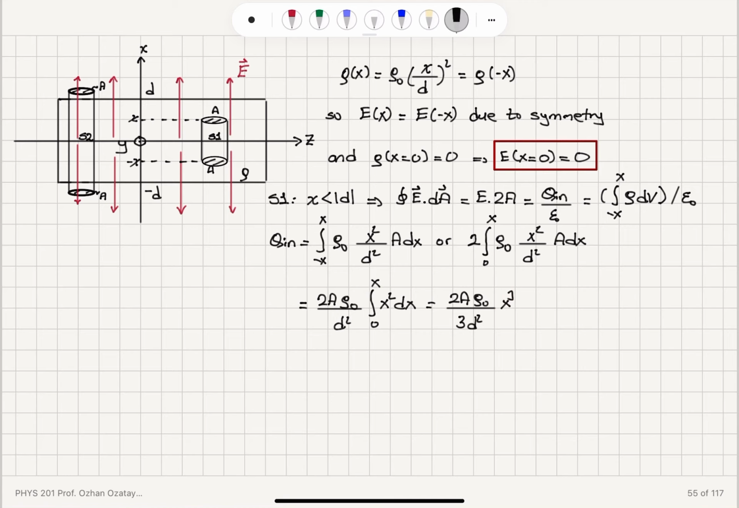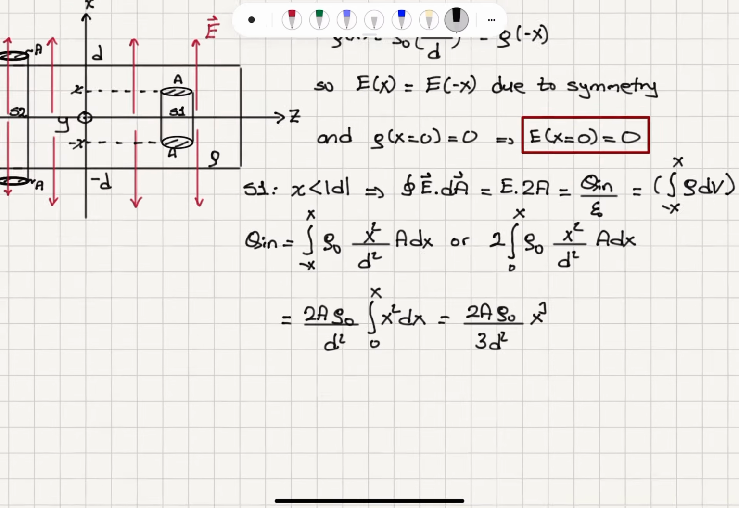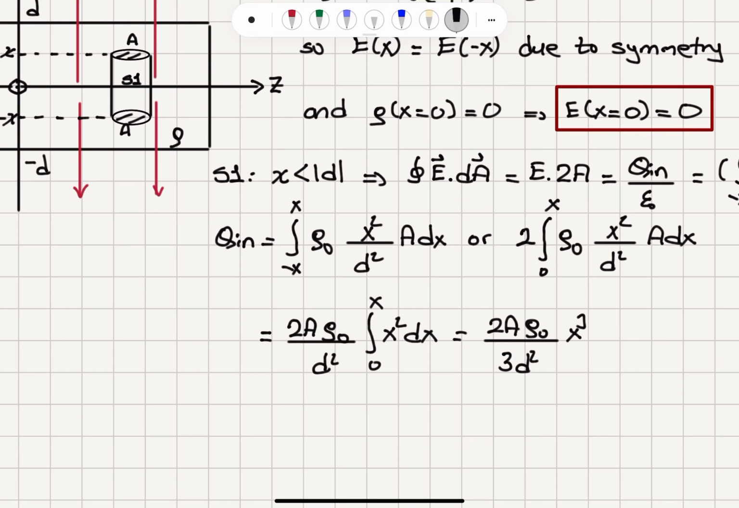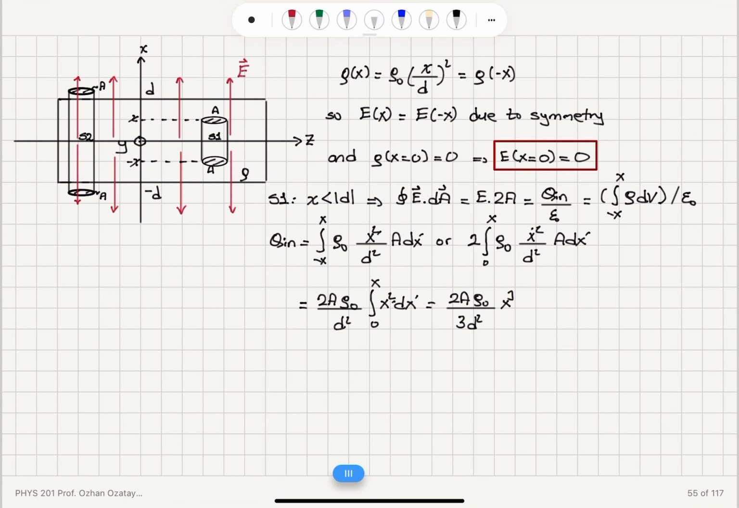So normally, if I'm using this x here, this should be a dummy variable, x prime, right? So x prime squared a dx prime, and the integral gives me x prime cubed. Evaluated at x becomes x cubed. All right. And now I can use Gauss' law.